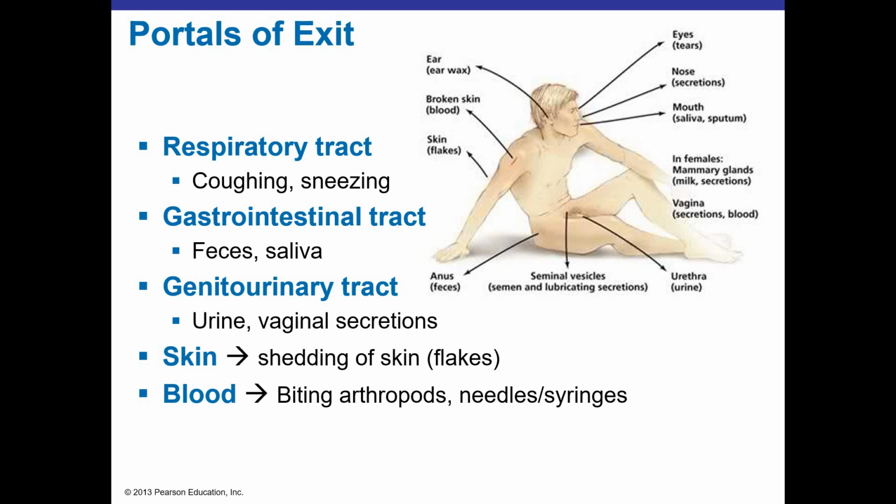Skin, not only from contact, but also remember, we do shed our skin. Our skin does flake off, and hence the microbes with it. Blood is not accessible just outright, but when we have any broken skin or things like biting insects or needles and syringes, these are all things that can get under the skin, so that parenteral route to gain access to the blood.